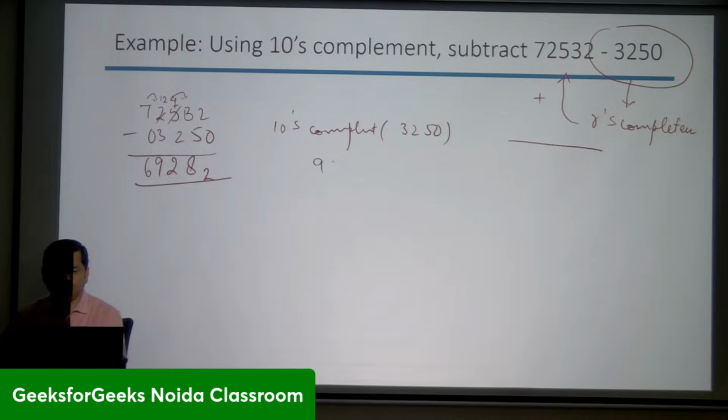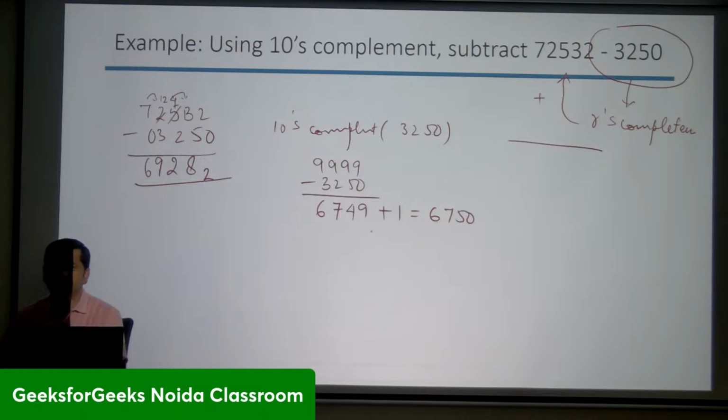It is going to be 9999 minus 3250 is 9, 4, 7 and 6, added 1 to get the tens complement, so it is going to be 6750.